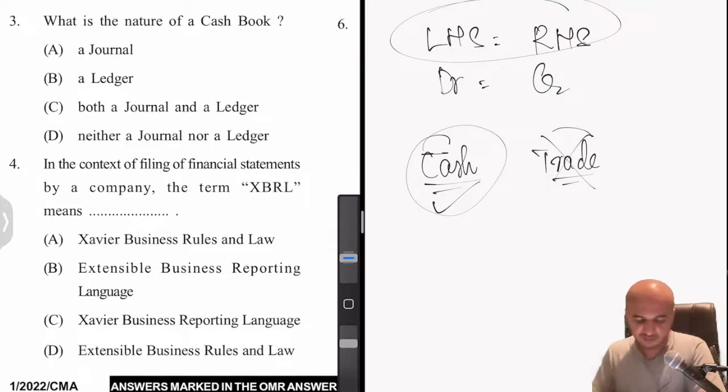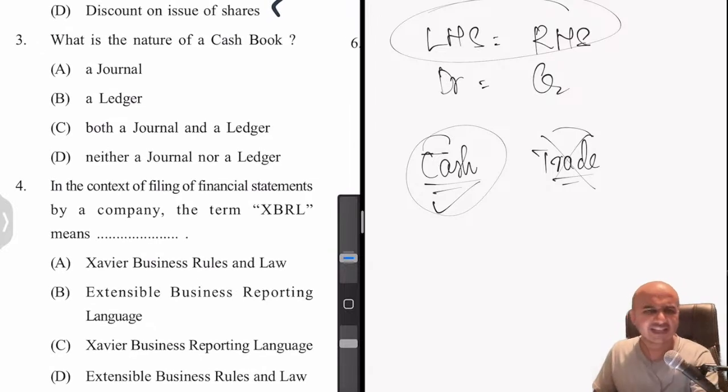Then what else? The third question: what is the nature of a cash book? Again, a problematic question according to me, because these types of questions are difficult to answer as we do not know what the examiner was thinking when they asked it. The options are: a journal, a ledger, both a journal and ledger, or neither a journal nor a ledger. If you ask me in today's terms, see, accounting is a process.